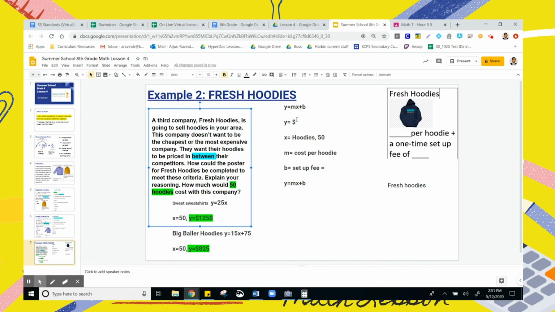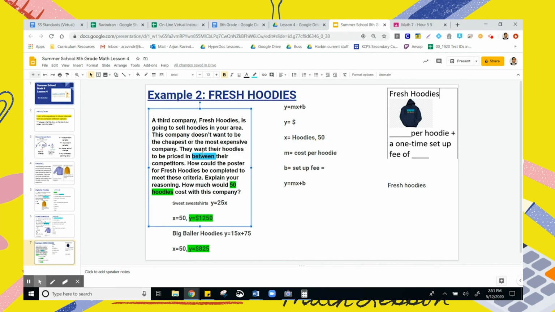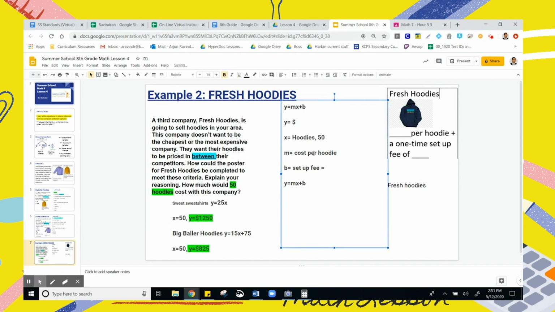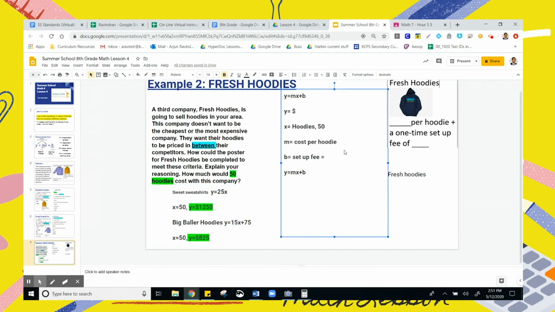So again, Y is the cost, the price, X is the hoodies, M is the cost per hoodie, and B is the setup fee. Again, they want to be between the two. So Sweet Sweatshirts was charging $25 per hoodie. Big Baller was charging $15 per hoodie. Why don't we go right in between 25 and 15 and say that the cost per hoodie at Fresh Hoodies is $20 per hoodie?